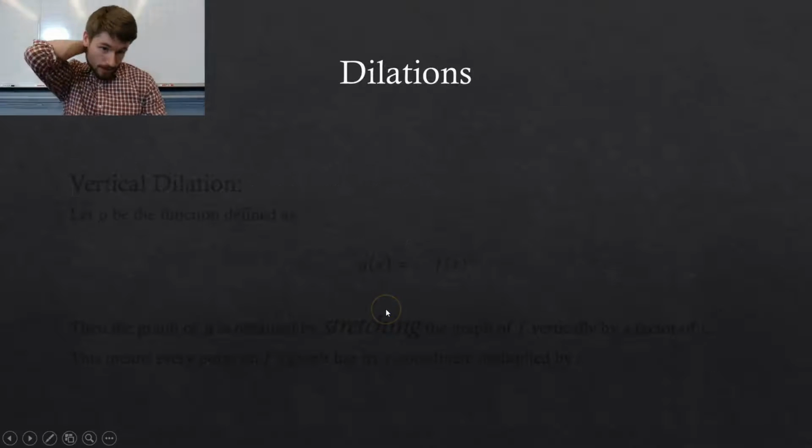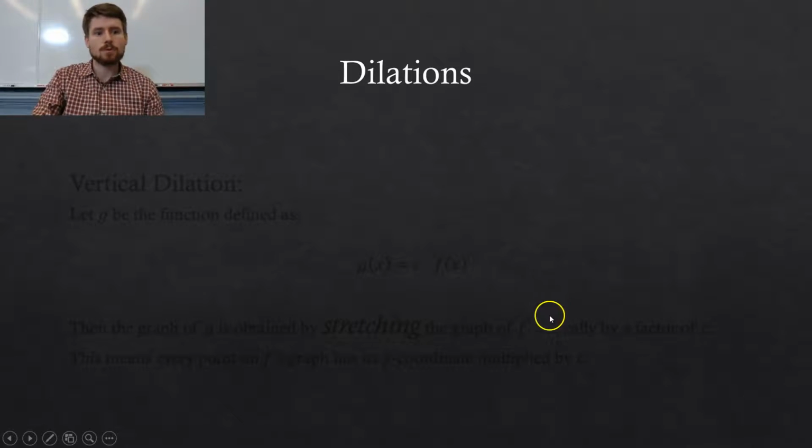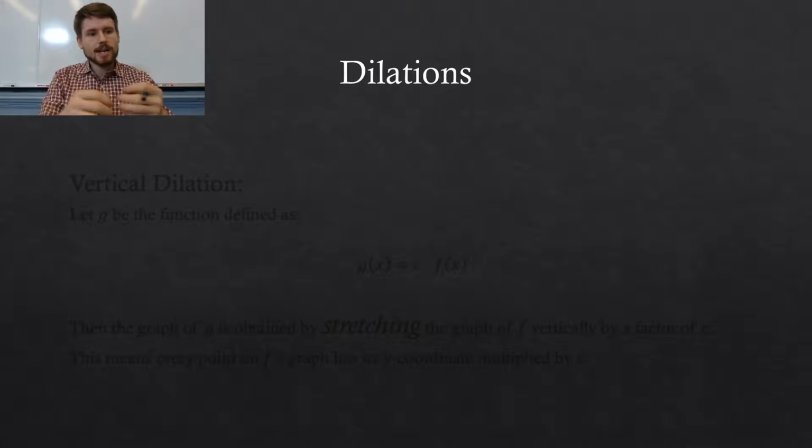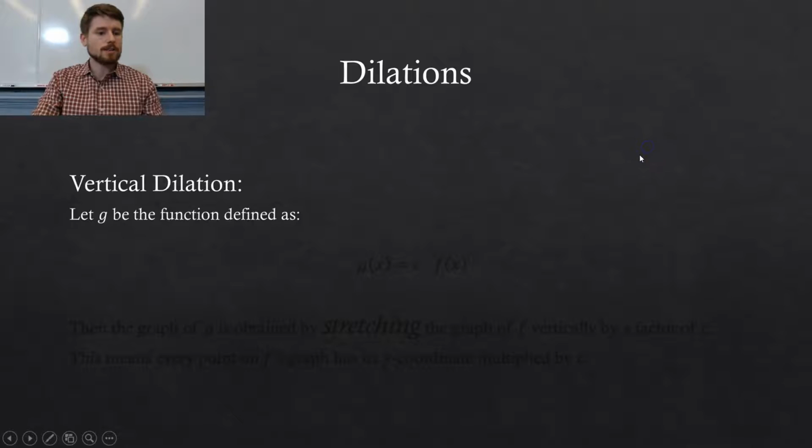All right, now let's take a look at dilations, which are similar to translations. Instead of moving the thing left and right, up and down, now we're stretching it vertically or horizontally. We're going to break it apart into its 2 chunks, the vertical dilation and the horizontal dilation, and then combine those 2 together.